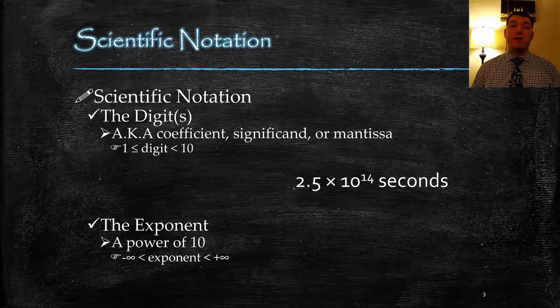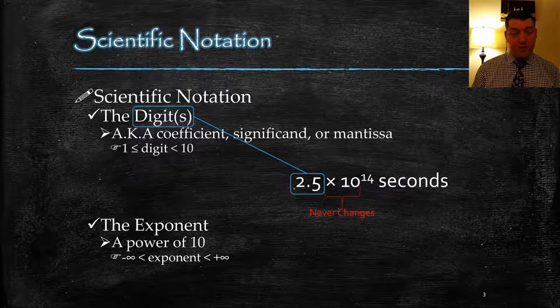One is that there is some times 10 to an exponent, and the times 10 never changes. You'll always see some digit or number times 10 to some exponent. So since the times 10 never changes, we want to make sure we're clear about that fact for all scientific notation. What can change is the beginning part of the scientific notation, which is known as the digit, sometimes referred to as the coefficient, the significand, or the mantissa.